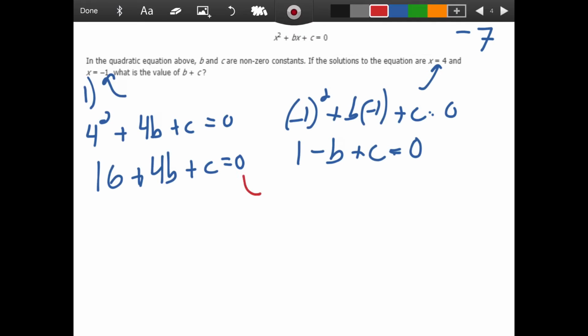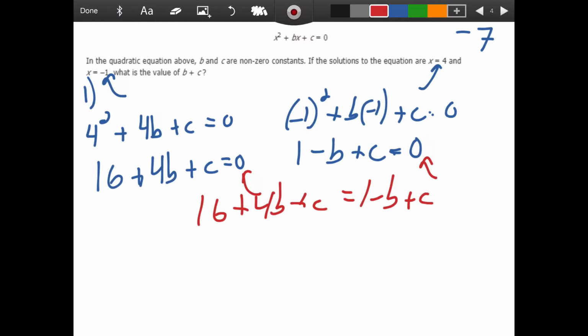Now both of these are equal to 0, so these are equivalent expressions. So we can set these equal to each other. So 16 plus 4b plus c is equal to 1 minus b plus c.